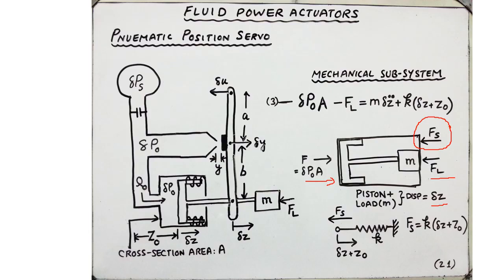So this is the force in the direction of motion, delta P naught times A, fairly straightforward, minus FL, and minus Fs. So minus Fs has been taken over here. So this is K times Z naught plus delta Z. We have to understand this spring force in more detail.